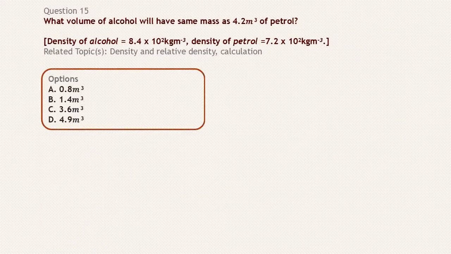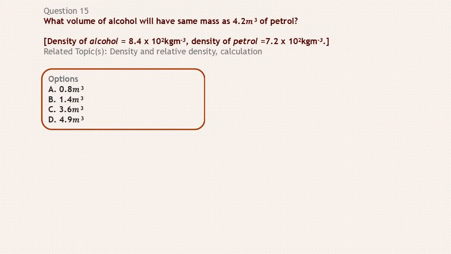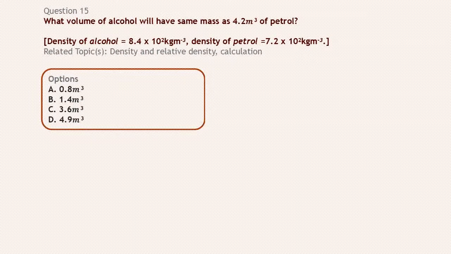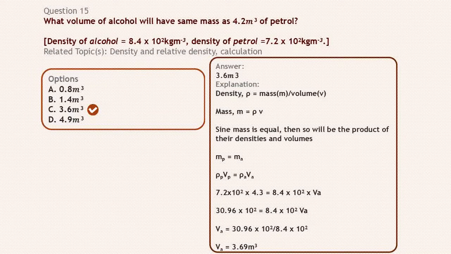Next, what volume of alcohol has the same mass as 4.2 meter cube of petrol? We have the density of alcohol as 8.4 times 10 raised to the power 2 kilograms per meter cube, and the density of petrol as 7.2 times 10 raised to the power 2 kilogram per meter cube. Alright, we want to know what volume of alcohol is going to have a mass that is equal to this 4.2 meter cube volume of petrol.